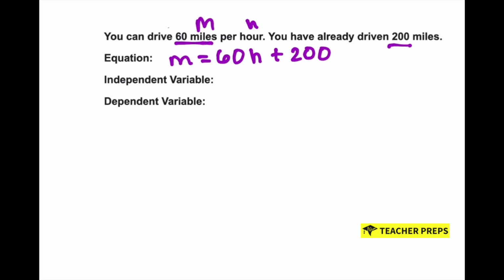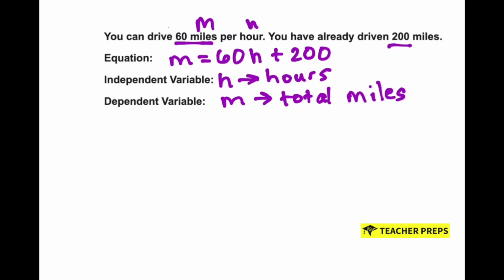In this case, our independent variable is what's going to change. That's our h, or our hours driven. Our dependent variable is what's going to change based off of our input. The dependent variable is going to be the total miles and the variable m. The amount of total miles driven changes based on how long you've been driving.